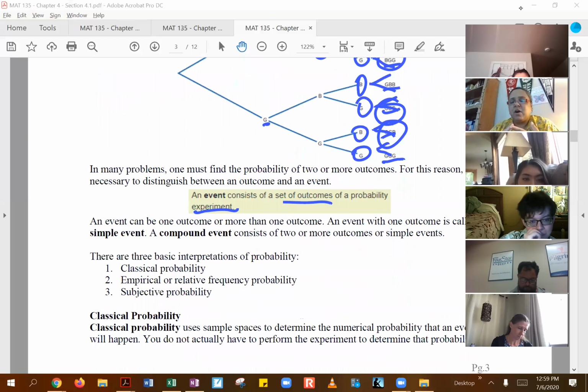Any questions so far in terms of what is a sample space, what is an outcome, and what is an event?